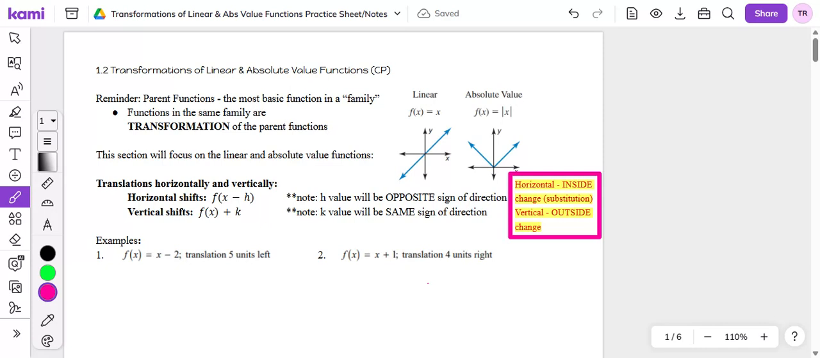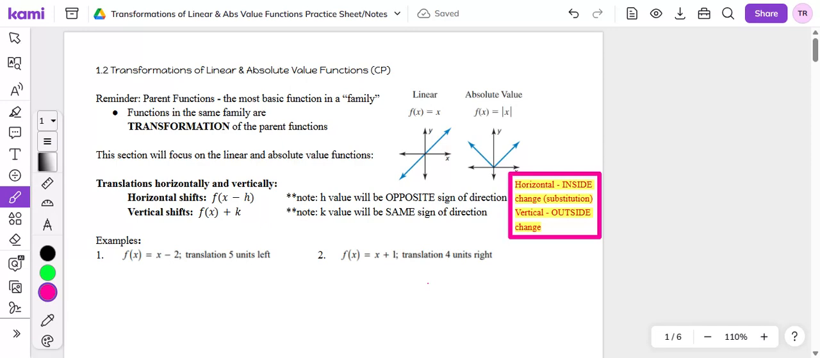And just as a reminder, our transformations were translations that shift movement left, right, up, or down. We have reflections, that flipping motion, and it can be flipped either over the x-axis or over the y-axis. And we have a dilation, a stretch making it go taller and narrower, and a shrink making it flatter or wider. So today's focus video is on translations. We are going to look at those horizontal shifts and those vertical shifts.